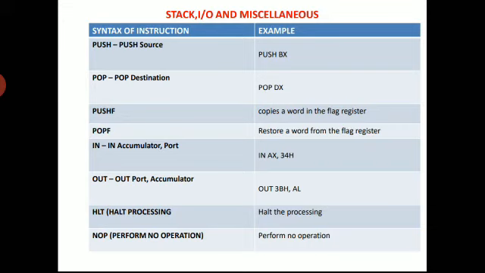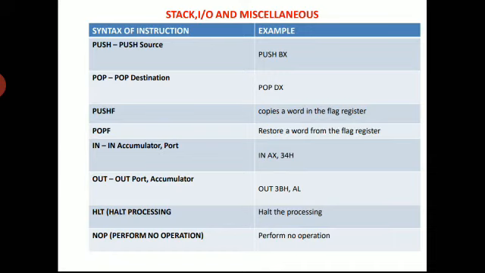And then we move on to input output instructions. The syntax of IN is represented as IN accumulator comma port address. We have to give the port address in port, and accumulator means you have to use the accumulator register. See the example, IN of AX comma 34H. Here 34 is a port address, and the data from this address is loaded into the accumulator register.